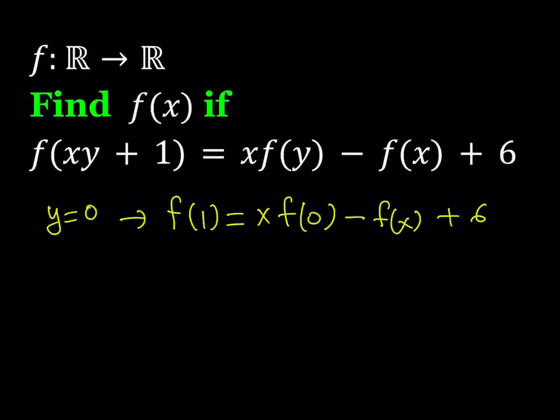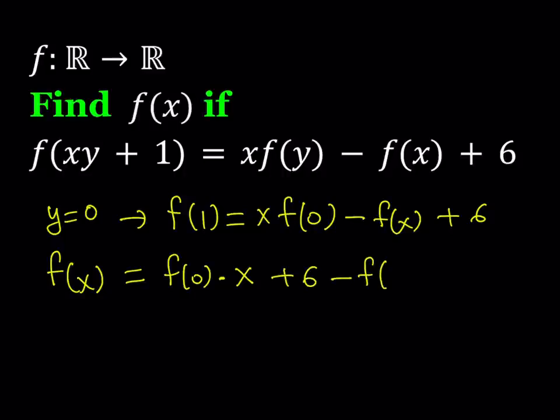Now from here we can isolate f of x. Let's put the f of x on the left hand side and everything else on the right hand side. So we're getting something like f of 0 times x on the right hand side plus 6 minus f of 1. Great. It's nice because we got something that looks like a linear function. Why do I say that? Because f of 0 is constant, f of 1 is constant. So we have a constant times x plus another constant, which is a linear function, something that looks like mx plus b.